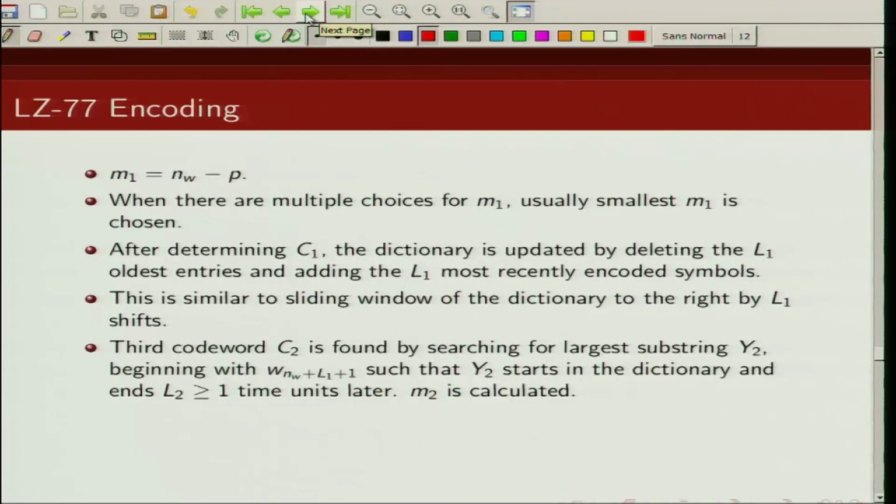So that's what I said. After I determine this code word, the third code word is found by finding the largest substring Y2 beginning at this location NW plus L1 plus 1 such that Y2 starts in the dictionary and ends L2 time units later. And I also need to calculate the location where the match has happened. That index is given by P, and P and M are related by this relationship.